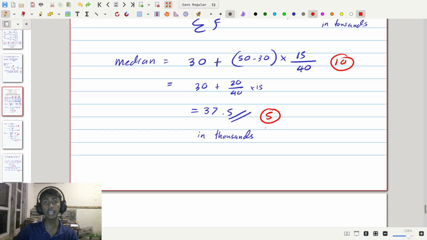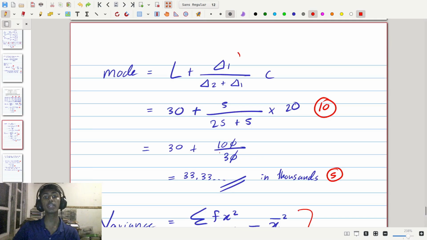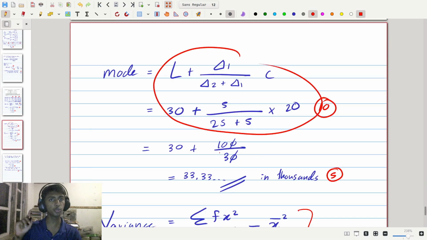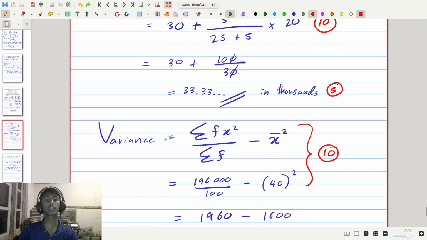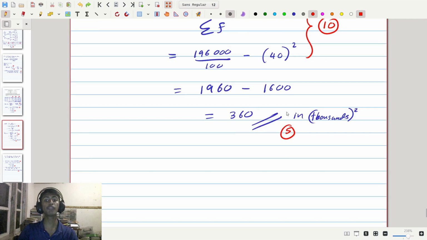After that, for the median, when you substitute in the formula for the median, you get 10 marks, and when you get the correct answer, you get another 5 marks. Similarly, for the mode, when you substitute into the correct formula like this, which by the way you do need to memorize, when you substitute you get 10 marks, and then when you get the correct final answer you get another 5 marks. And finally, for the variance also, when you substitute into the correct formula you get 10 marks, and when you get the final answer you get another 5 marks.